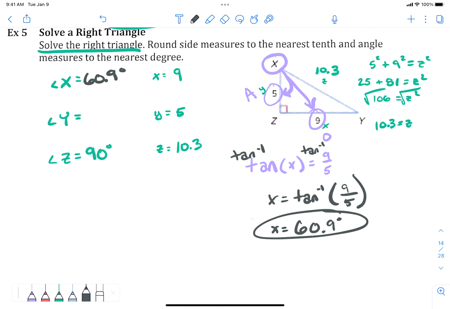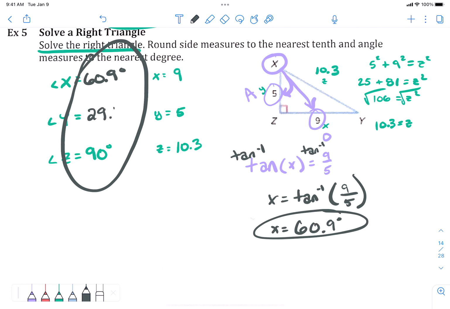Now, can we just subtract now? We could do the same process again and use a different trig function to find angle y, but that would be silly because all of these have to add up to be 180. So we can just subtract from 180, right? And I think it's like 29.1. Now, we can subtract from 180, or another thing that we know is that these 2 have to add up to be 90, right? So rather than subtracting from 180, just subtract those from 90, right? And find the last one, okay?